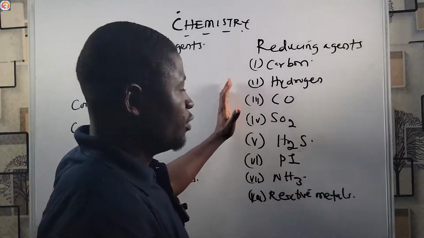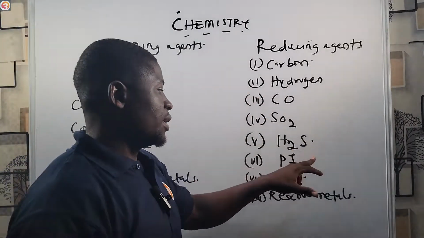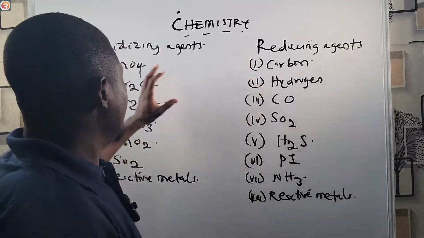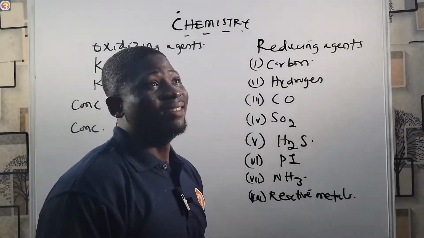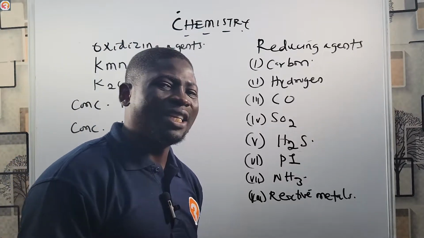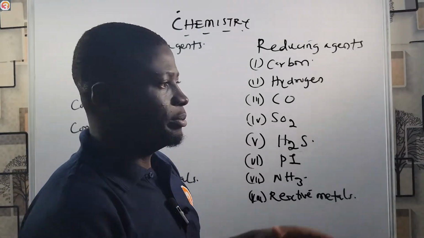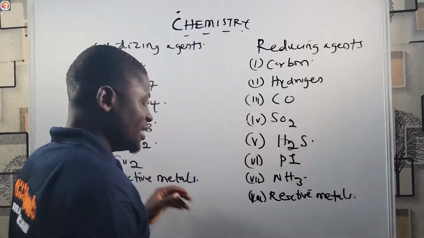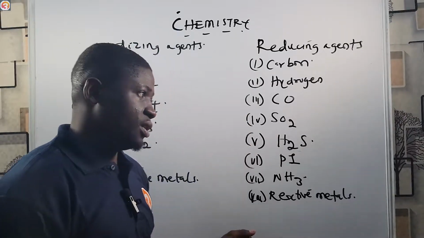These are examples of reducing agents: carbon, hydrogen, carbon monoxide, SO2, H2S, potassium iodide, ammonia, reactive metals. They're all reducing agents. Then oxidizing agents: KMnO4 and the rest. You may see a question: which of the following is a reducing agent, or which of the following is not a reducing agent? They mix up reducing agents and oxidizing agents, asking you which one is which. So please just note which of these are reducing agents.